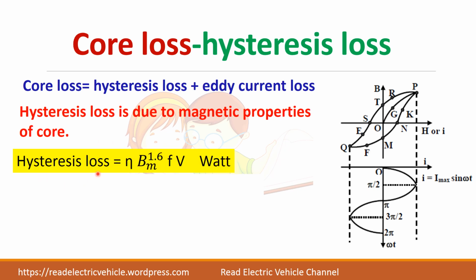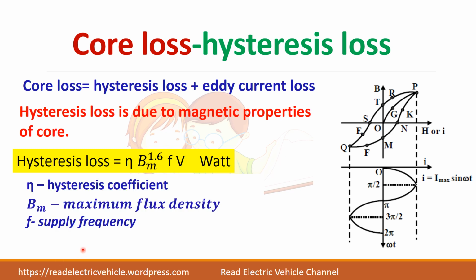Hysteresis loss is given by this formula, or we can say it is directly proportional to the flux density as well as frequency. So f is the supply frequency, Bm is the flux density, and V is the volume of material.